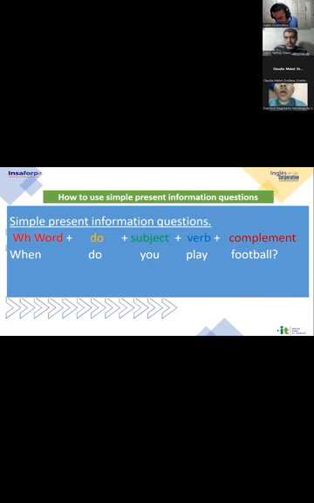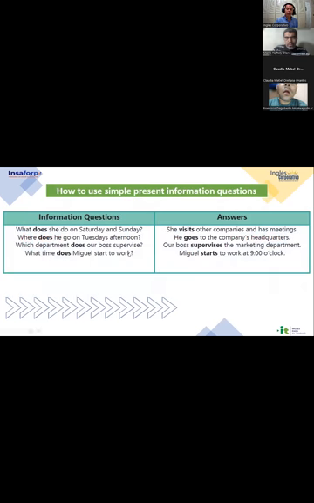Okay. Now, here we have examples with the use of do and does, right? An information question, and in this case, does, with he, she, or when we have a singular noun, or both is a common noun, Miguel is a proper noun, so those are singular, right? So we say does. What does she do? Where does he go? Which department does our boss supervise, right?